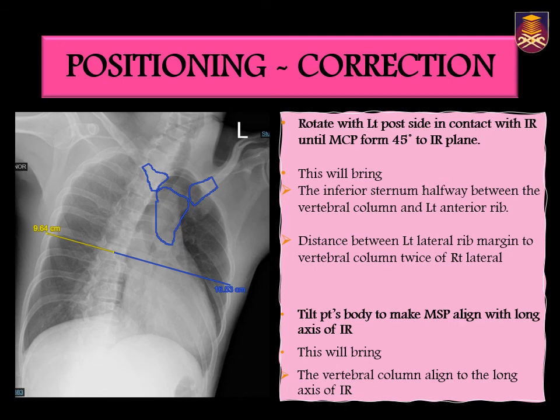This will also ensure that the distance between the left lateral rib margin and the vertebral column is twice that of the right lateral. Besides, ensure that the patient stands straight against the erect bucky with weight equally distributed on both feet and aligned with the long axis of the image receptor. This will bring the vertebral column aligned with the long axis of the image receptor or the collimation border.